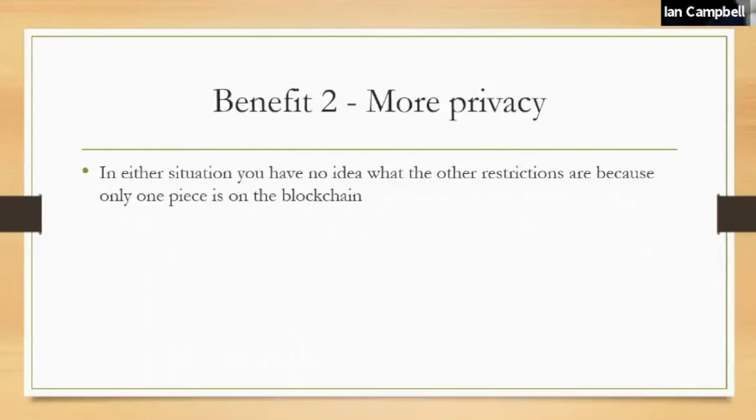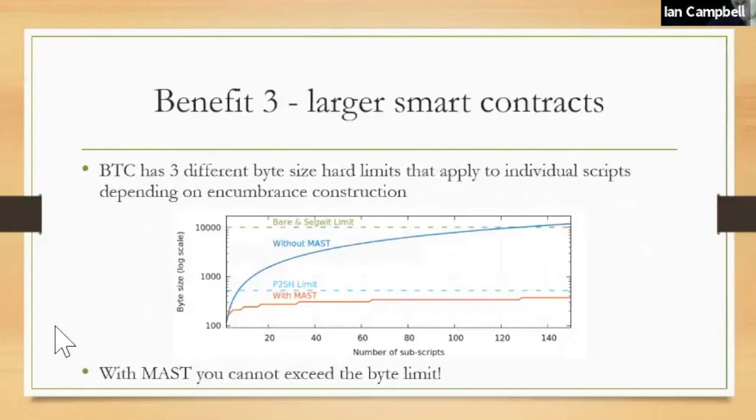And then finally, it allows us to write larger smart contracts on the blockchain. Bitcoin has 3 different byte-sized hard limits that apply to individual scripts depending on the encumbrance construction. So bare and SegWit sit up here at this 10,000 level, and then P2SH sits slightly below 1,000. And with MAST, we cannot exceed the byte limit in either of these scenarios. So that's another huge benefit that we can see with using MAST.